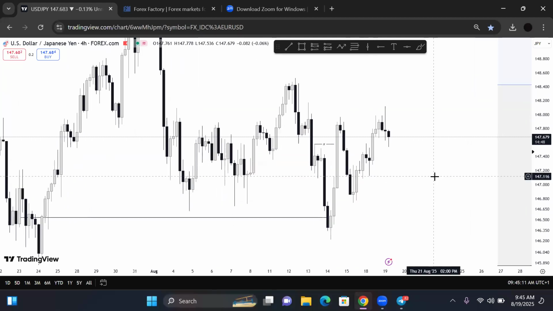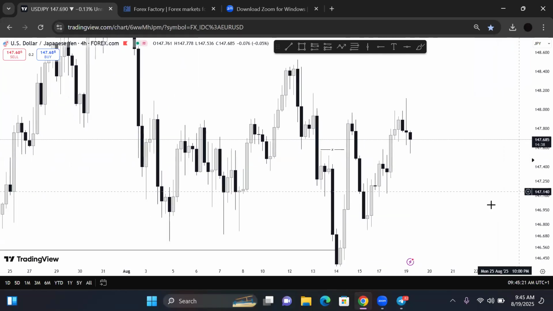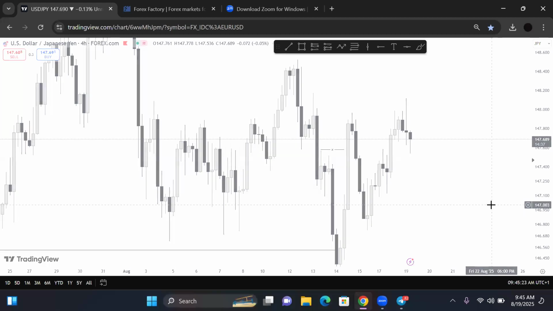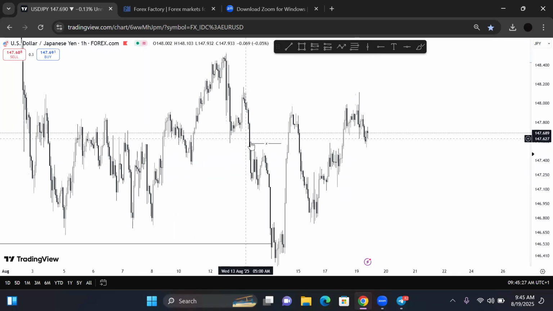Seeing this, we know the market is respecting the buys, because the market has been breaking highs and respecting lows. All right, let's go to the 1 hourly time frame. On the 1 hourly time frame, what can we see?